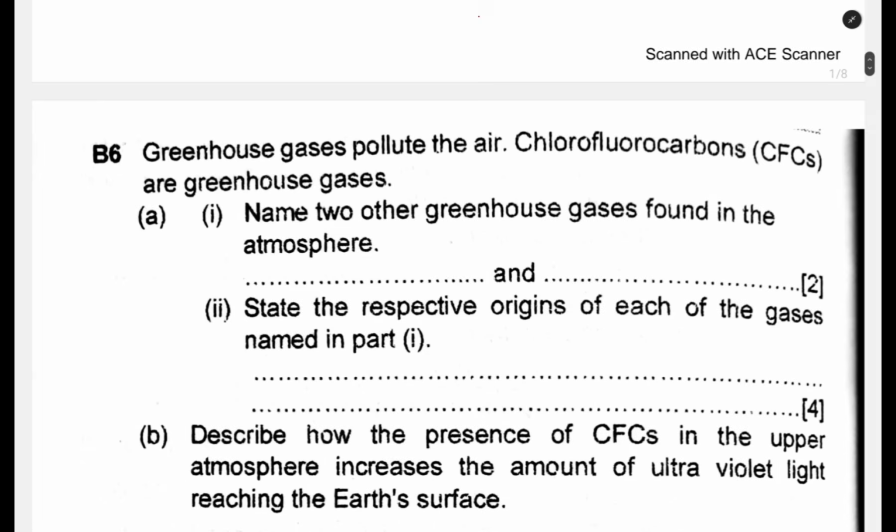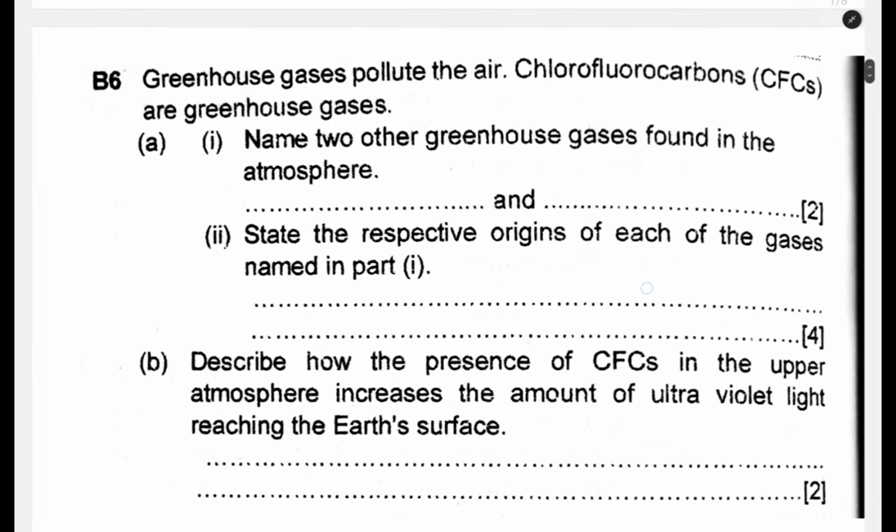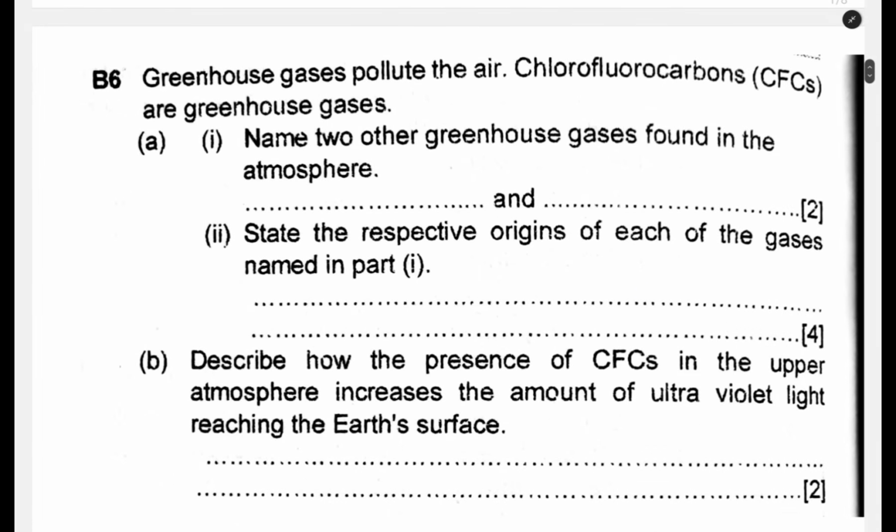Let us have a look at the second question that we are answering. So greenhouse gases pollute the air. Chlorofluorocarbons, CFCs, are greenhouse gases. The question is, name two other greenhouse gases found in the atmosphere. So what are other greenhouse gases found in the atmosphere?